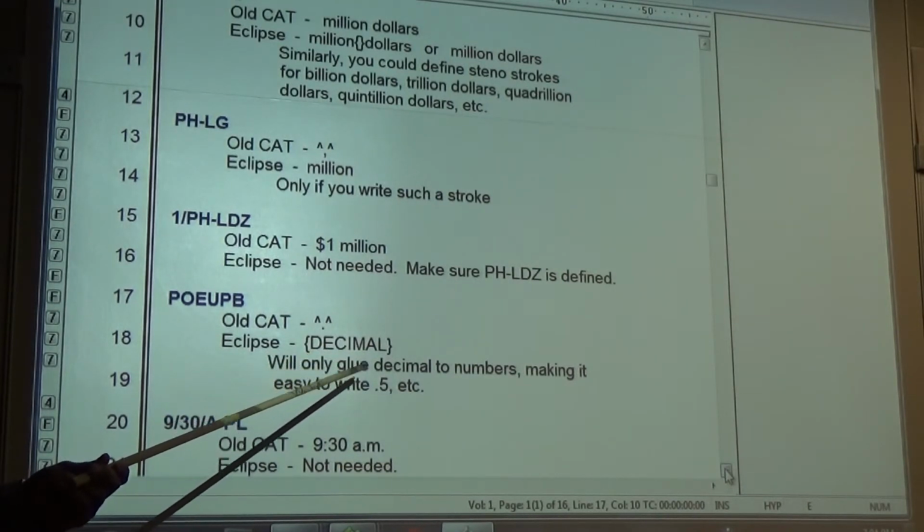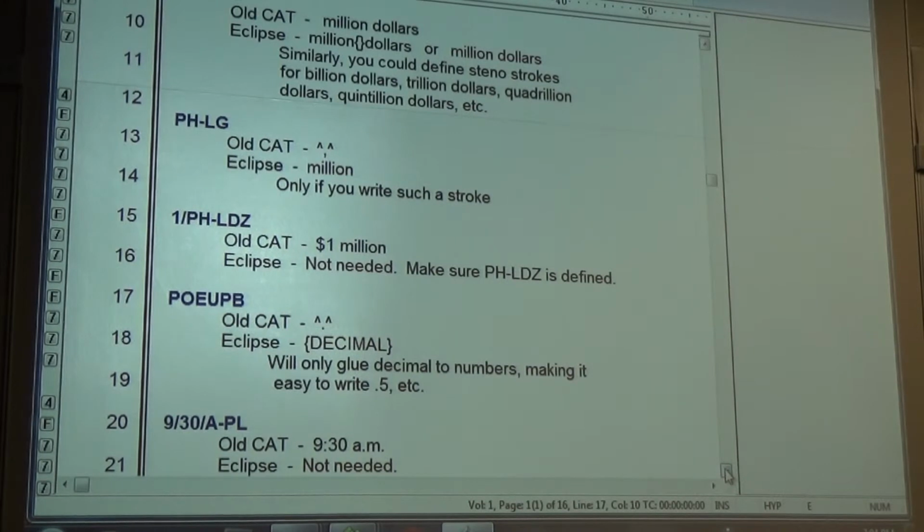What do you use? I use PNT. What do you use, Diana? I use PNT. So I would do 1 PNT 6 grams. And you don't have to do anything with the 1, and you don't have to do anything with the 6. All you have to do is define point, or PNT, as decimal. That's it.